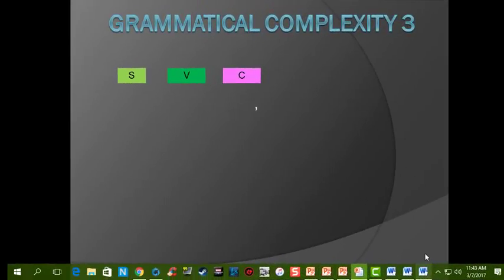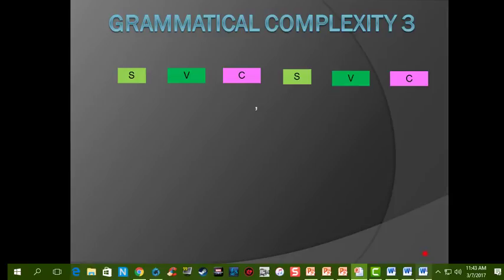Hello everybody, now we're going to talk about grammatical complexity 3. That means we're going to become even more complex. Our sentences are going to become a little more complex. So what you see on the slide is the basic sentence in English, subject, verb, complement, right? Well, but sometimes we want to use two of those together. What can we do? How can we do that correctly when we are writing?